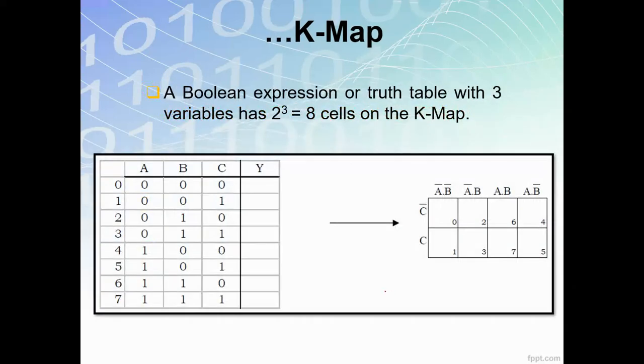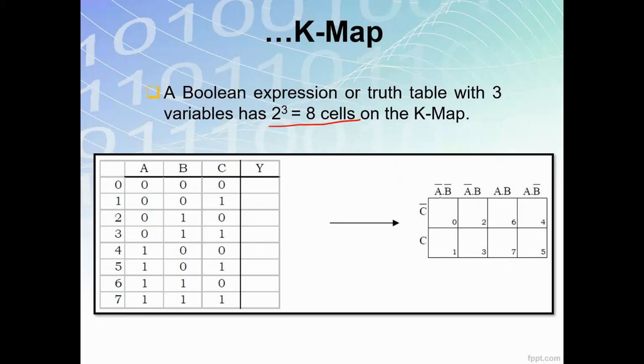So this is a Boolean expression of the truth table with three variables. Again, if we have three variables, 2 to the power of 3 is equivalent to 8 cells on the Kmap. So three variables in the Kmap, the table is a little different from two variables. Since you have 8 cells, you have 4 columns.